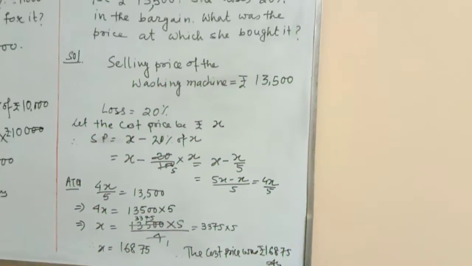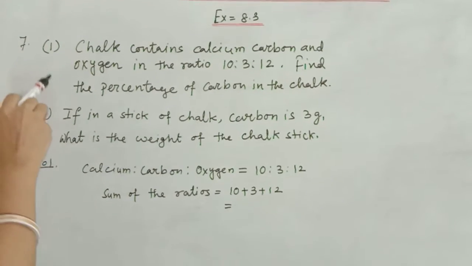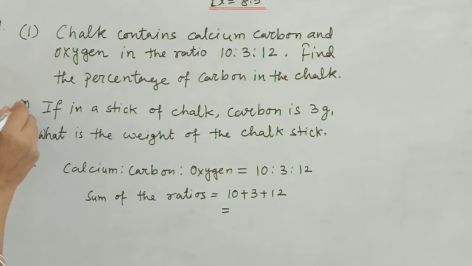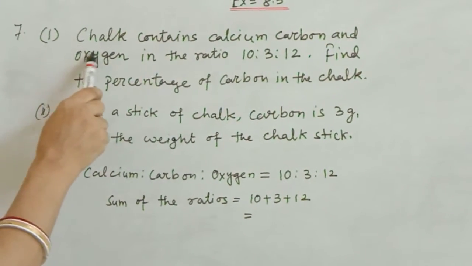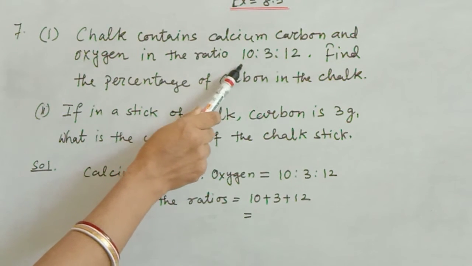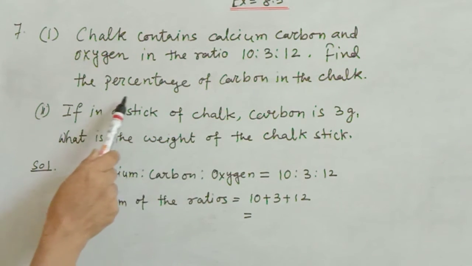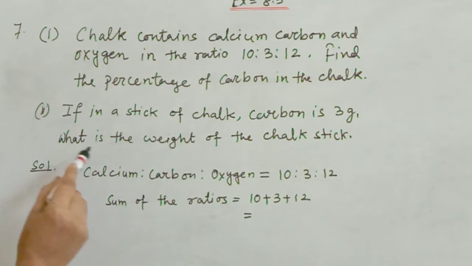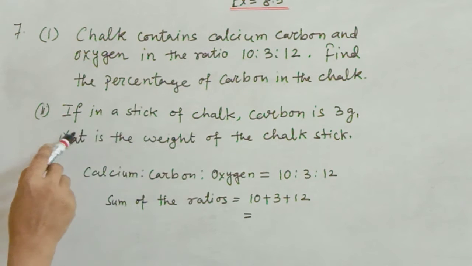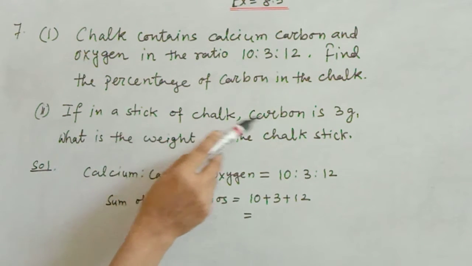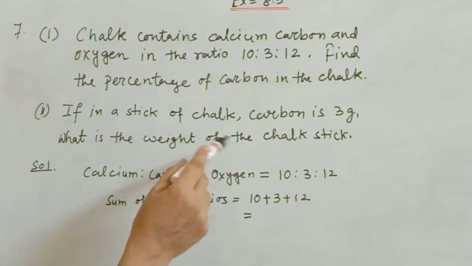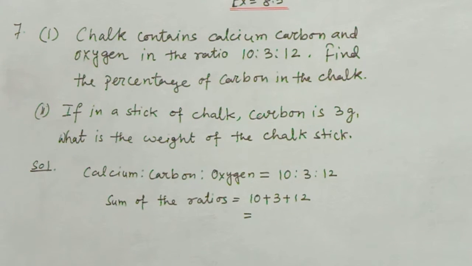Okay. Next sum is question number 7, first part and second part. Two parts are there. In the first part, chalk contains calcium, carbon and oxygen in the ratio 10:3:12. Find the percentage of carbon in the chalk. And next, the continuation of this question: if in a stick of chalk, carbon is 3 gram, what is the weight of the chalk stick?